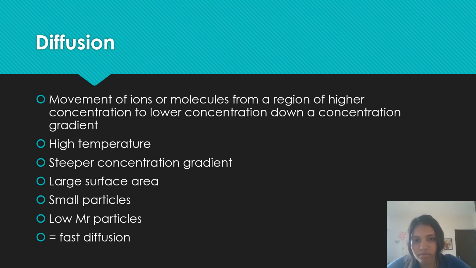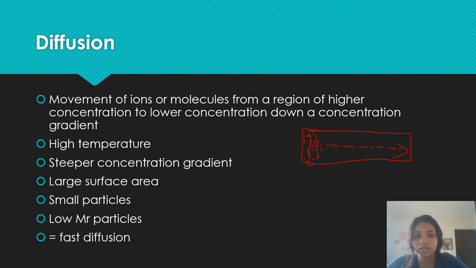So movement of ions or molecules from a region of higher concentration to lower concentration. That is, if we have a container or test tube with a high concentration of HCl particles on this side, and they have no HCl particles here, these HCl molecules, if they're gaseous, are going to move. We're going to take gas as an example. They're going to move to this side of the container from higher concentration to lower concentration, down a concentration gradient.